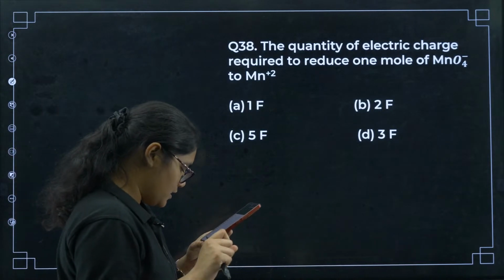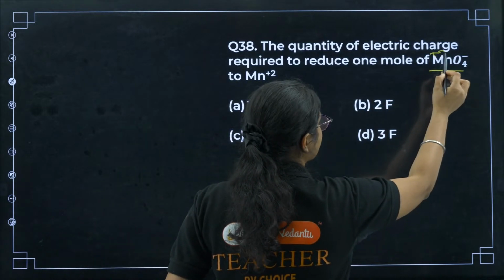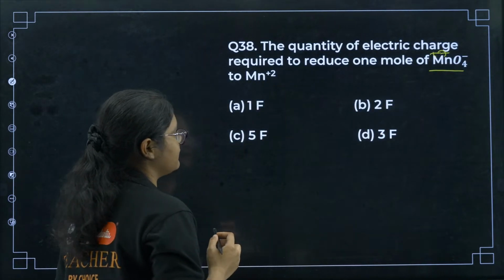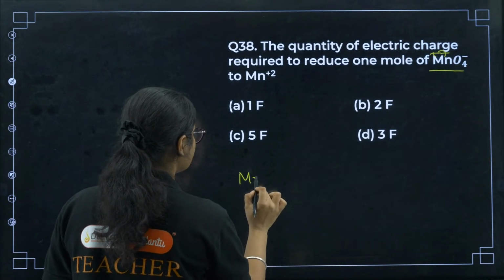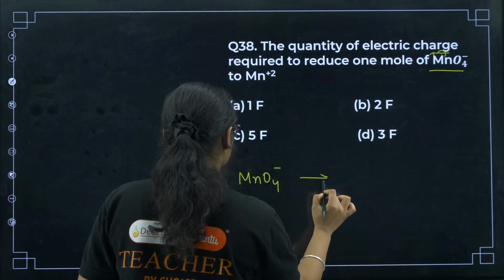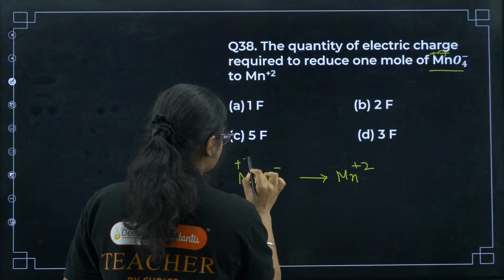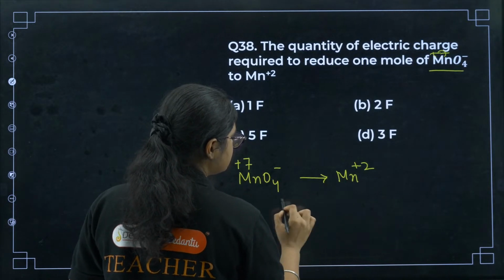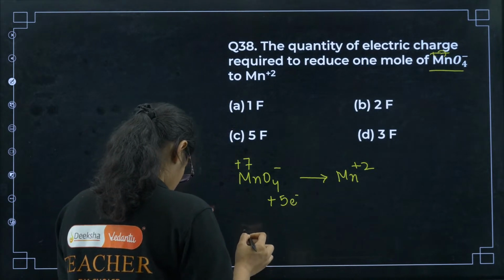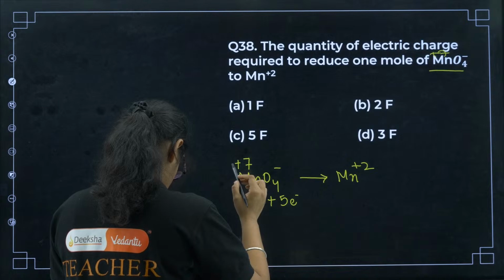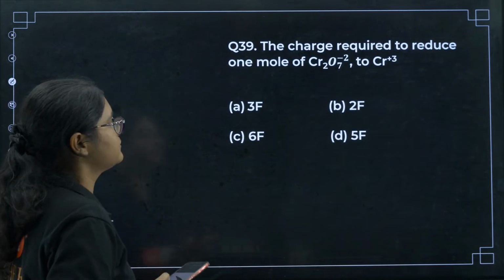Okay. Yes, 38. MnO4 minus, Mn is plus 7, right? Plus 7 to plus 2, it is 5 moles. So it will be 5 Faraday. MnO4 minus to Mn2 plus, right? So plus 7 to plus 2 is how much? Plus 5 electrons. So that means 5 Faraday. Yes. 38C is the correct answer. Okay. Next, question number 39.